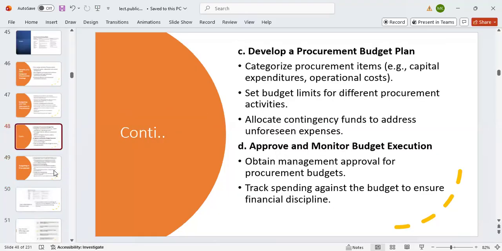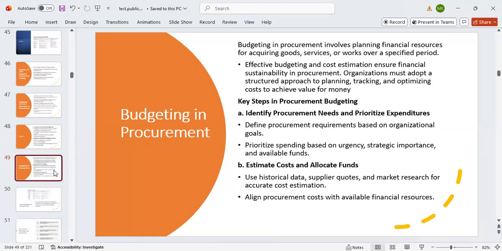Okay. It is very important that you do all those things. Sorry, the steps we are trying to talk about, the steps of budgeting. The first one is what? Identify the procurement needs and prioritize the expenditure. Okay. You estimate the cost and allocate fund. You see that the budgeting also follows certain processes.